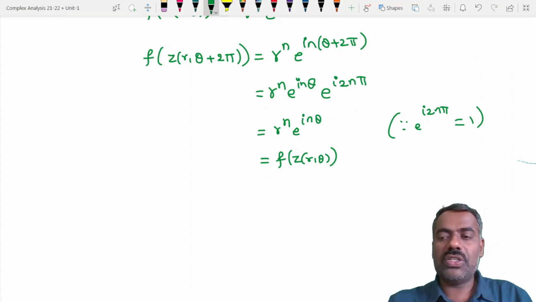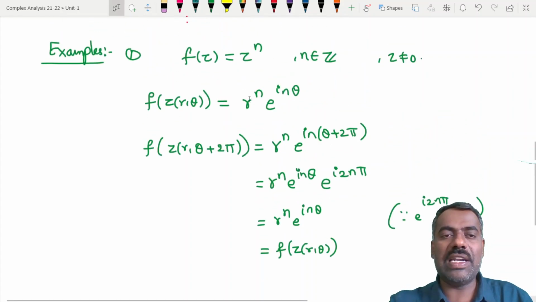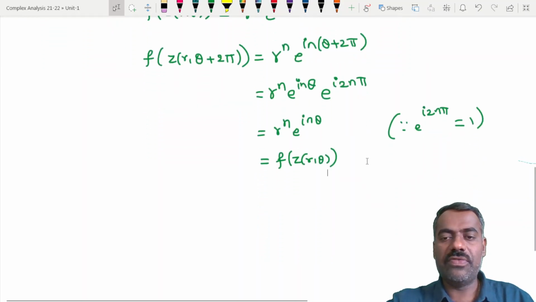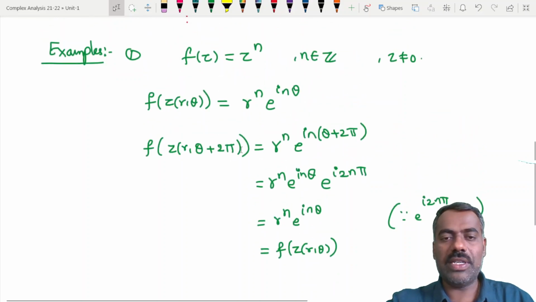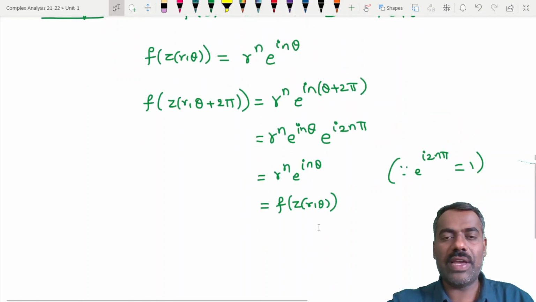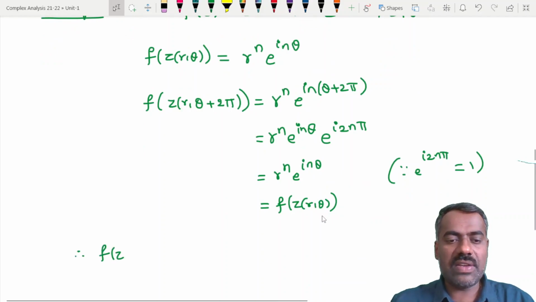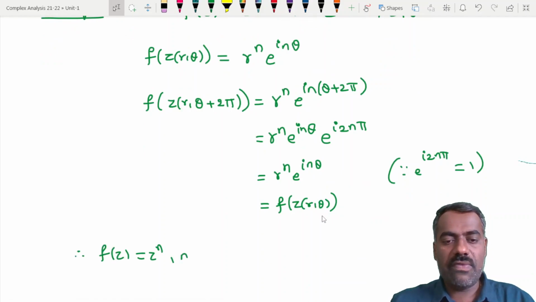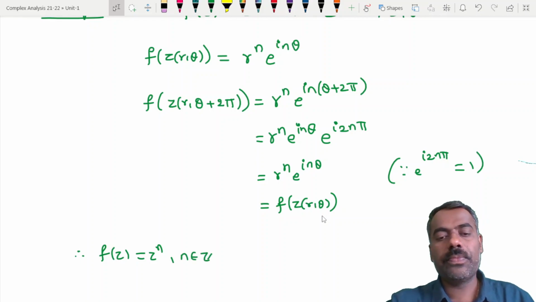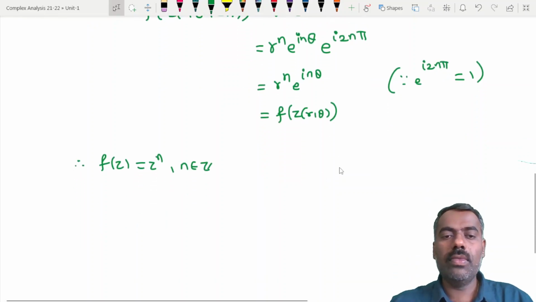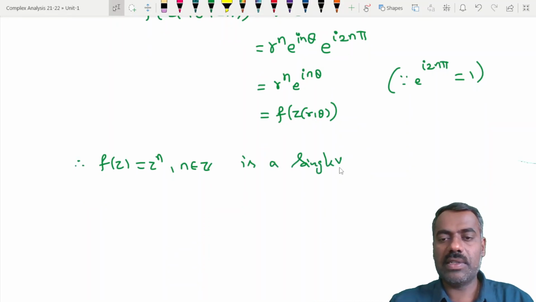Is it a single valued function or multi-valued function? Single valued function, because even after substituting theta plus 2 pi, we are getting the same value, we are not getting a different value. Is this clear? Therefore this f of z, which is equal to z power n, where n is an integer, is a single valued function. Clear?